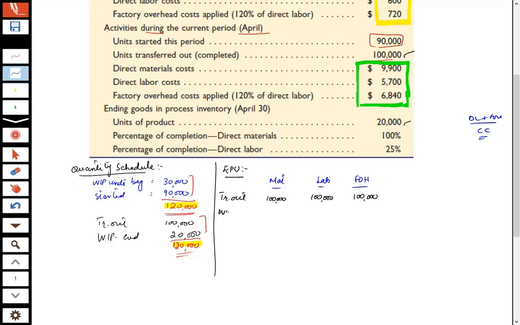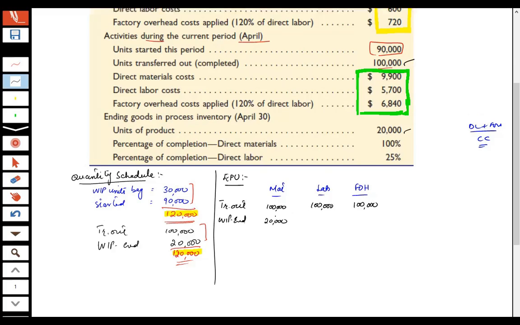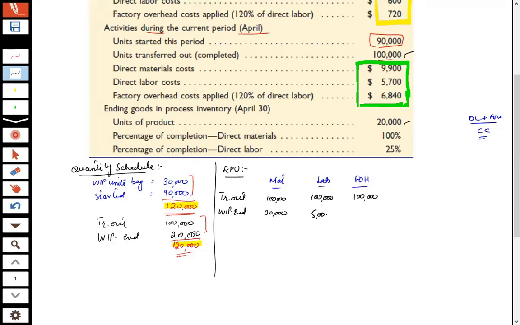Then WIP ending, with respect to the percentage. They are completed with respect to the material 100%, so there will be 20,000. And with respect to the direct labor and FOH, it will be 25%. So how much would be the 25%? 20,000 into 25%? 5,000. That will also be 5,000.